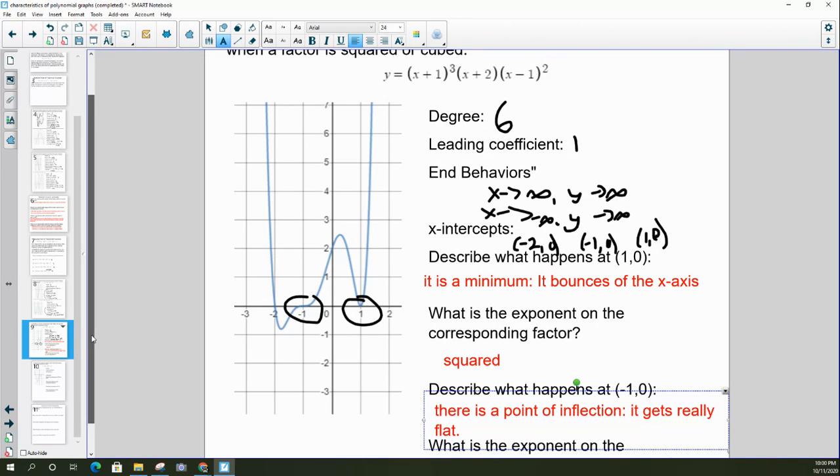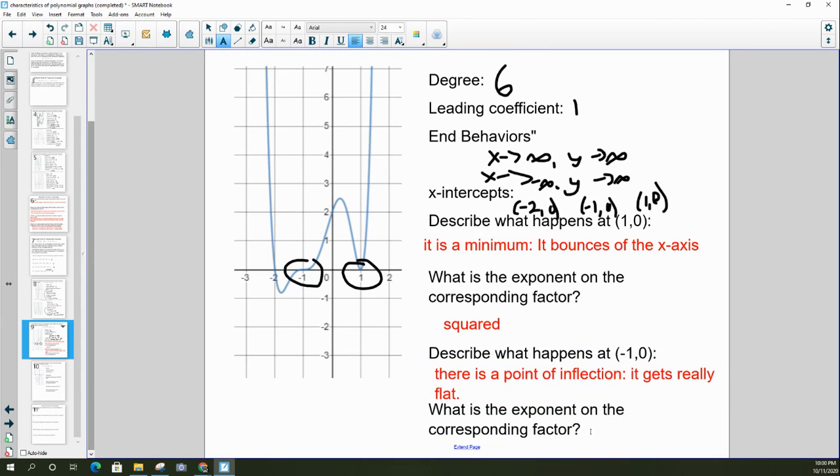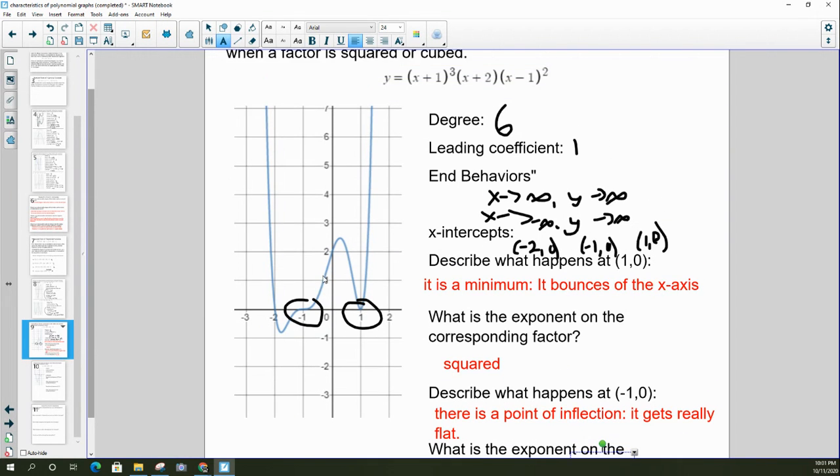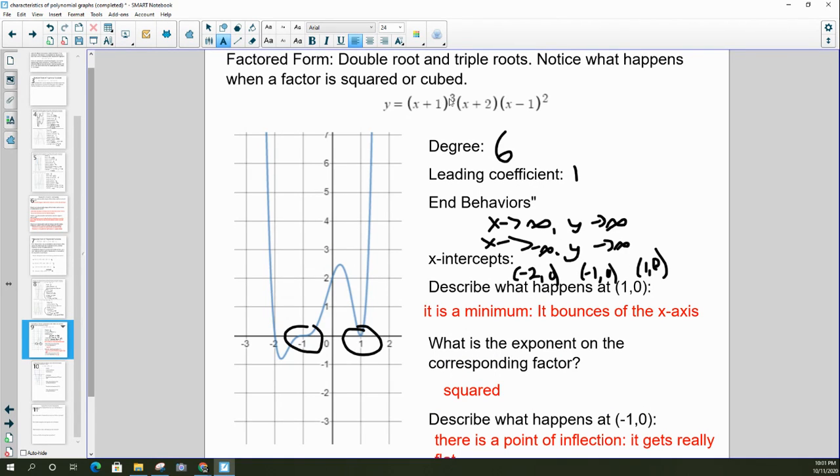And the exponent there is 3, it's cubed. So on that odd one, okay, on the odd exponent, it gets really flat. Again, we call that a point of inflection. Right? On the even exponent, it becomes an extrema point or it bounces. All right, so some interesting things are happening if I add exponents to the factors. So if the factors are repeated an even amount of time or an odd amount of time, it affects how it hits the x-intercepts. All right.